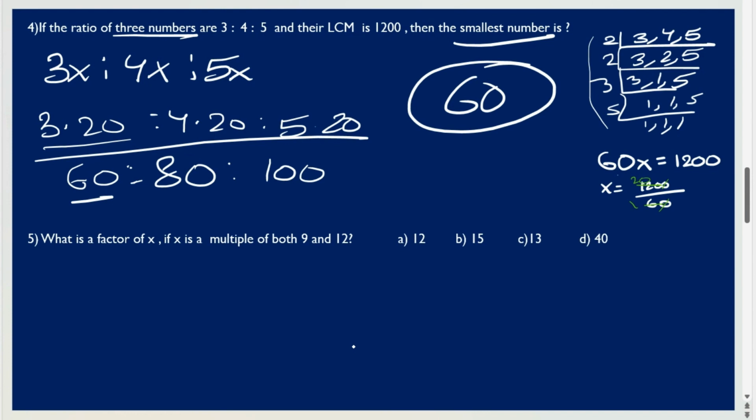Okay, 5. What is the factor of x if x is a multiple of both 9 and 12? And they gave options.